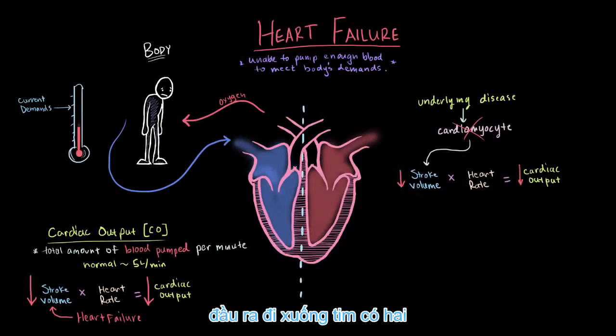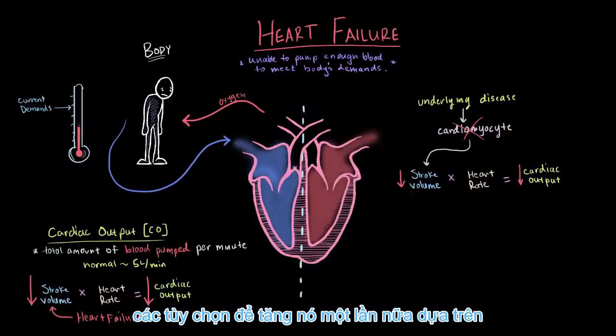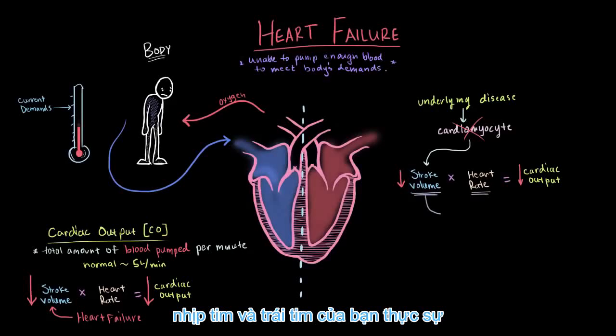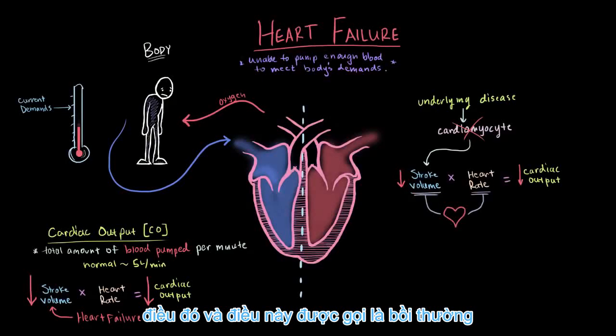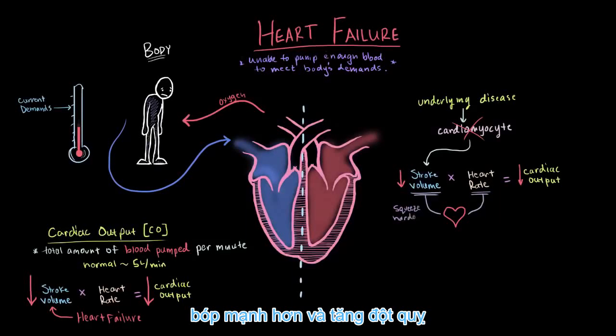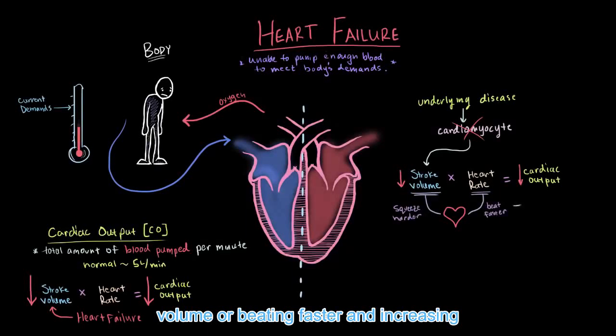And when the cardiac output goes down, the heart has two options to increase it again, based on our equation, that's stroke volume and heart rate. And your heart actually does that, and this is called compensation. So your heart compensates by either squeezing harder and increasing stroke volume, or beating faster and increasing heart rate.